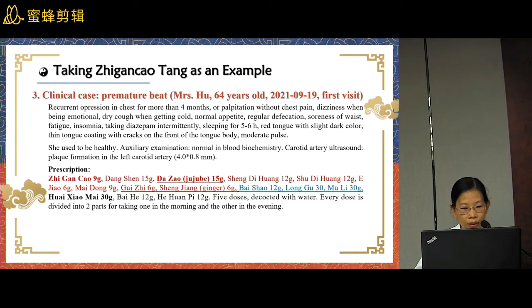pathogenic diseases. 龙骨 and 牡蛎 were used for tranquilization, aiming at the patient's palpitation, bad sleep quality, and insomnia. Moreover, 怀小麦, 百合 and 合欢皮 were added. 怀小麦 aimed at the patient's fatigue, palpitation, and chest oppression.